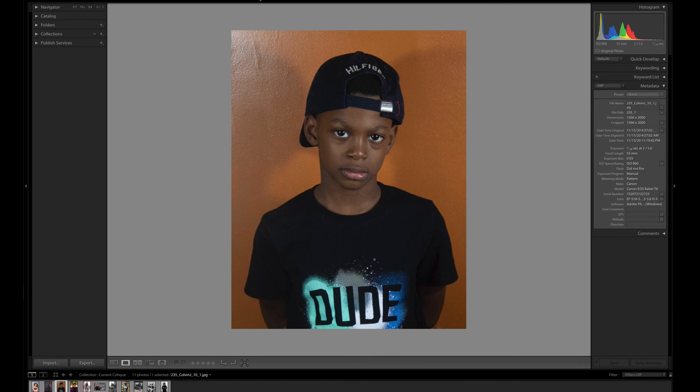Also eliminating the bright area up here where the light's reflecting. Now this is partially because you're just using a wall, you're not using a backdrop. So if you used a seamless or if you used velvet or something, that's going to absorb more of the light and not reflect the light like we're seeing here.